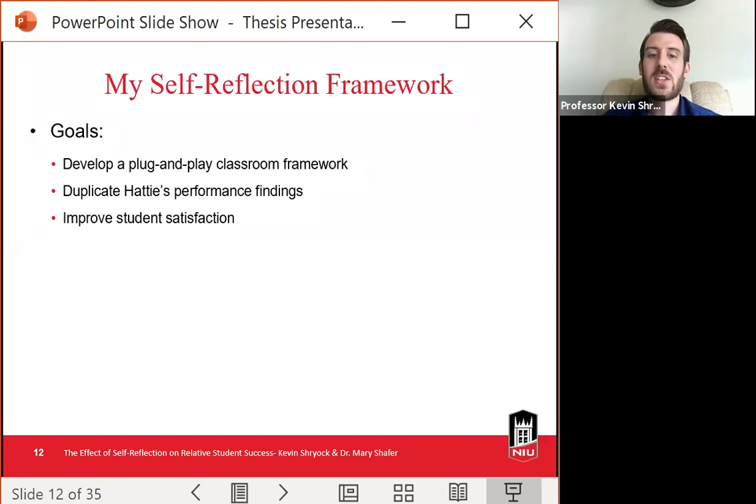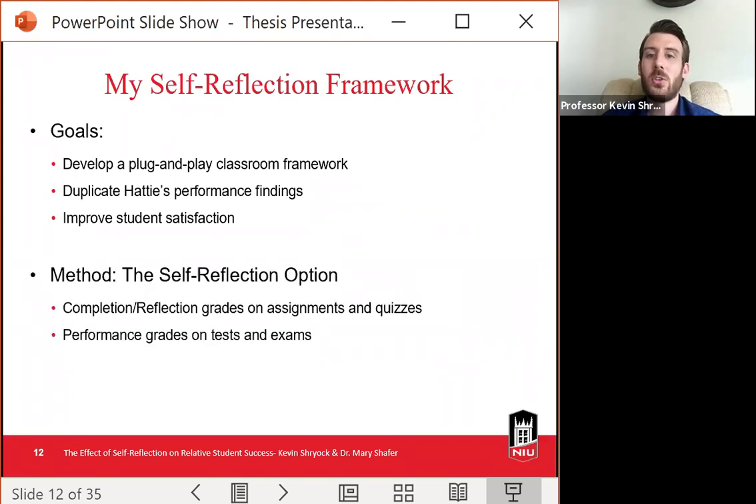Now, the framework itself is quite simple. Students were responsible for completing assignments and then reflecting on them. In exchange, they would receive credit based only on their completion and their reflection, not their performance. If they attempted the assignment and the reflection process in earnest, then they received a score of 100%. Performance grades were only given on tests and midterms, which accounted for 75% of their final grade.